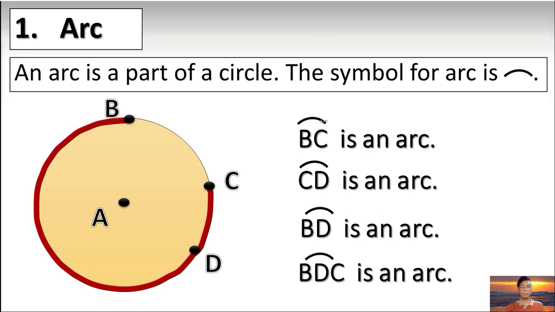So, mapapansin ninyo, pagka kalahati or lampas na siya sa kalahati, 3 letters na yung ginagamit natin to name a given arc. So, tatandaan na, pagka wala pa sa kalahati, 2 letters only. Pagka naman kalahati or lampas sa kalahati, we use 3 letters in naming an arc. So, ang name ng arc na yan ay arc BDC. Pwede ring arc CDB. So, ang symbol natin for arc, be aware also.